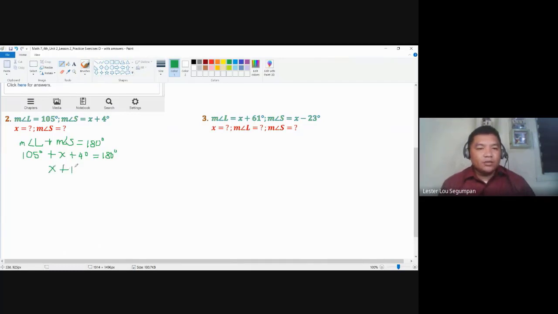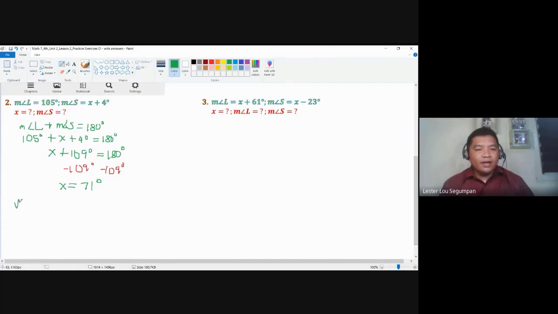Then we continue. You have x plus 109 degrees is equal to 180 degrees. Subtract both sides by 109 degrees. We now have x is equal to 180 degrees minus 109 degrees, which is 71 degrees. Let's use this value of x to solve for the measurement of angle S, which is given to be x plus 4 degrees. X is 71 degrees plus 4 degrees, and this becomes 75 degrees. That's the measurement of angle S.